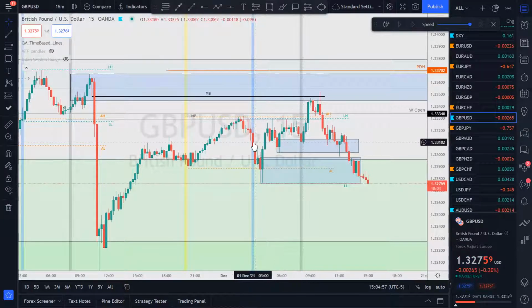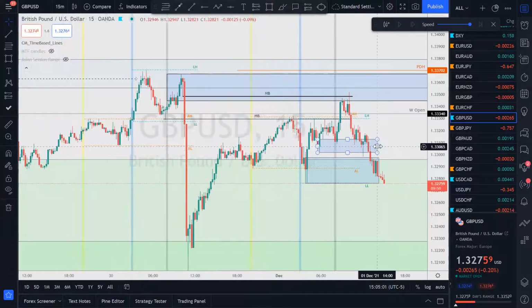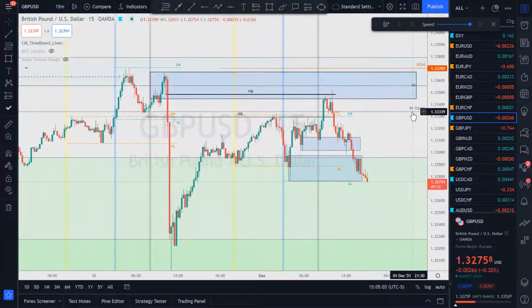And I normally take care of those things, but today I had confluences. The weekly open was here, the London high, the Asian high, all of them were right here. So I thought this was going to be pretty strong, as it demonstrated here during London. So I took my short here. It came up and got my stop loss.